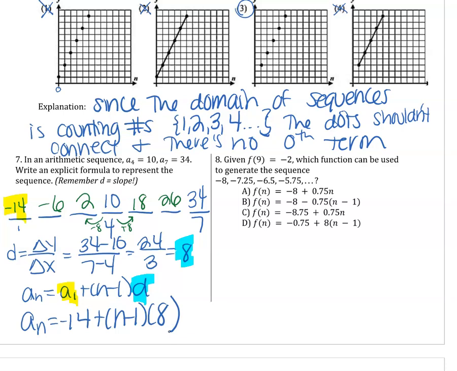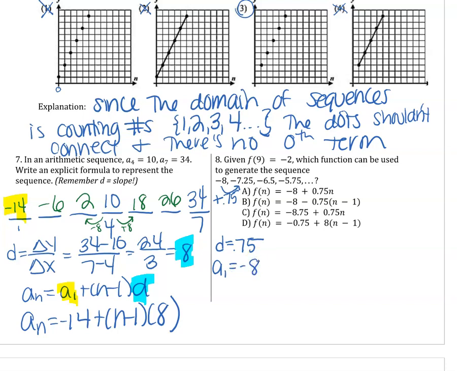All right, last question is an old regions question. So given f of 9 is -2, so that's the same thing as saying the ninth term is -2. They're just giving it in function notation. Which function can be used to generate the following sequence? All right, now first thing I'm noticing is that each time it looks like we're adding 0.75. Just by looking at the difference of those terms. So I'm figuring my common difference is 0.75. And my first term is -8.